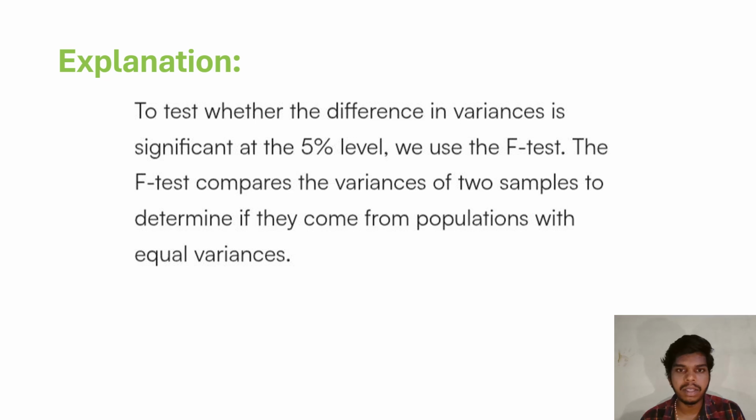Going to the explanation. To test whether the difference in variances is significant at 5% level, we use the F-test, and the F-test compares the variance of two given samples to determine if they come from populations with equal variances.